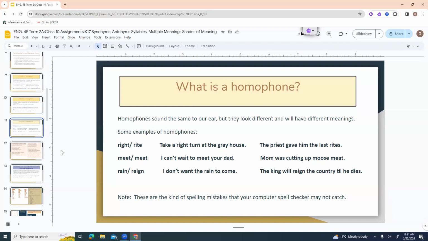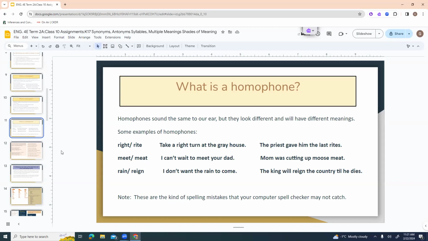And here we have rain, R-A-I-N, versus reign, R-E-I-G-N. So the first one, I don't want the rain to come, is the water from the sky. The second one, the king will reign the country till he dies. In that one, he's going to rule over the country till he dies. Now, these are the kind of spelling mistakes that your computer spell checker may not catch, which I've warned people about, but they don't always believe me.